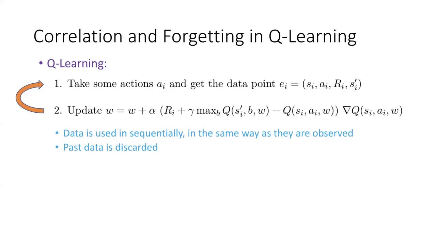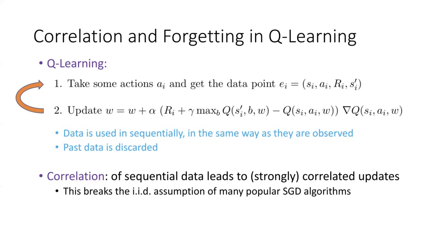What is the problem with this? As you can see, by definition of Q learning, the data is used sequentially in the same way as it is observed. And you can see that the past data, however valuable, is immediately discarded. You are never going back to that data. So every time you generate a data point, you use it to update your parameter and discard it. So there is the sequential nature and then forgetting the data.